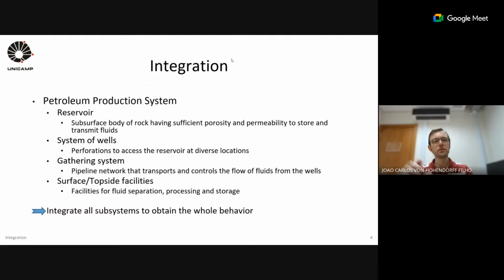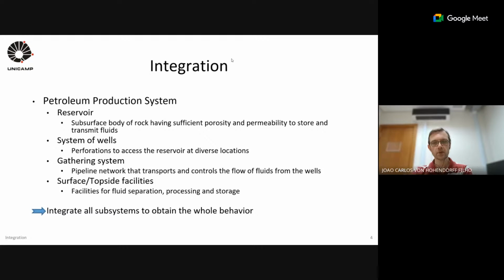Let's talk a bit about the petroleum production system. As I told you, a reservoir is a subsurface body of rock having sufficient porosity and permeability to store and transmit fluids. For most of us, this is the common issue in terms of study or even work. And a system of wells, that is, the perforations to access the reservoir at various locations, and the tubings connected to the wellheads. We have the gathering system. It's a pipeline network that transports and controls the flow of fluids from the wells to the surface and topside facilities. And as we already talked about, these facilities are for fluid separation, processing, and storage.